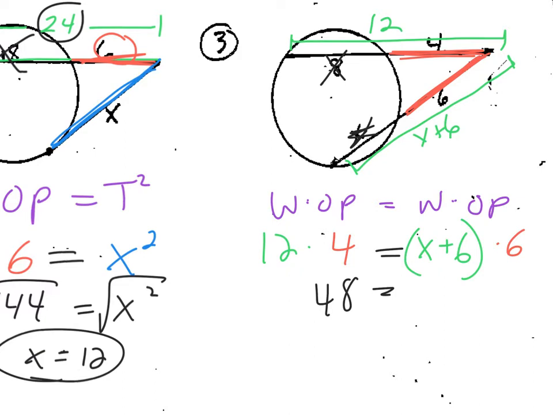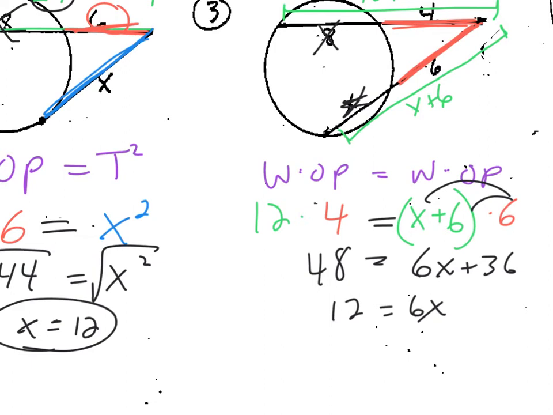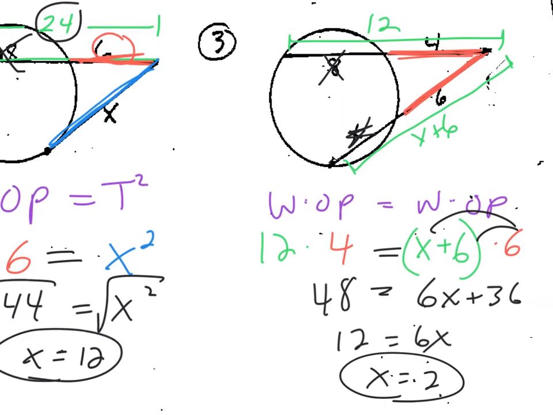48 is equal to x plus 6 times 6. I'm going to go ahead and distribute. So I've got 6x plus 36. Alternatively, you could have divided by 6 on both sides. 48 minus 36 gives me a 12 is equal to 6x for a final answer of, it looks like x is equal to 2. And of course we could double check that, should double check that just by going back to the beginning and saying, okay, 12 times 4, whole times outer part is 48. If this is a 2, I've got 8 times 6 also giving me 48.